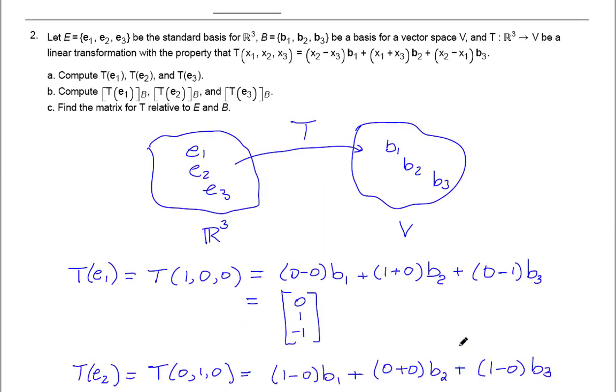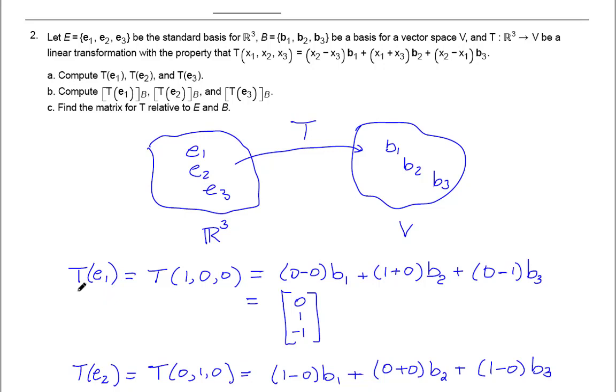Alright, in question 2, we have e1, e2, e3, the standard basis for R3. b1, b2, b3 is a basis for the vector space V, and T goes from R3 into V. Now, how does it do that? Well, T of x1, x2, x3 goes into this particular computation. So here's just a graphical map of what T is doing.